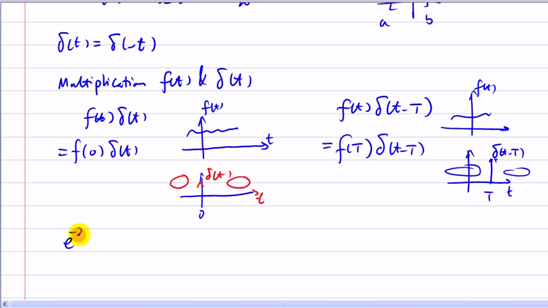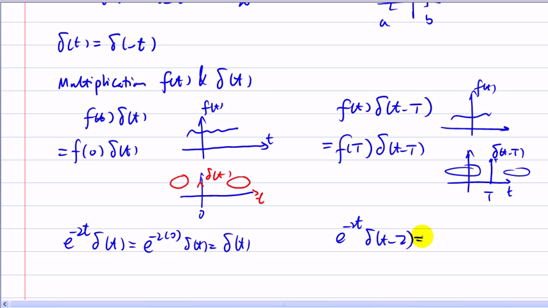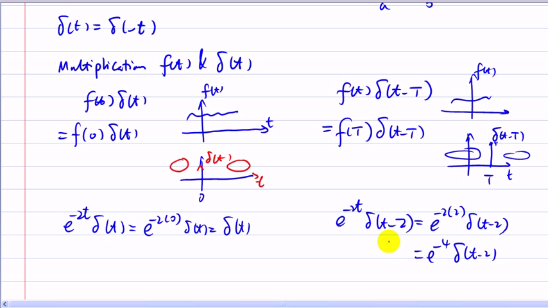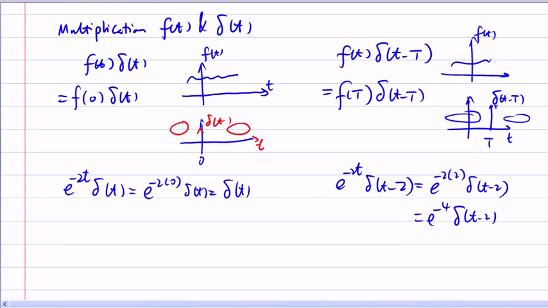In some questions, for example, e to the negative 2t times delta t, that's basically e to the negative 2 times 0, times delta t, which is delta t. And if you have delta t minus 2, that's e to the negative 2 times 2, times delta t minus 2, which is e to the negative 4 delta t minus 2. This is how you can do similar questions in assignment number 1 and assignment number 2, problem 1.